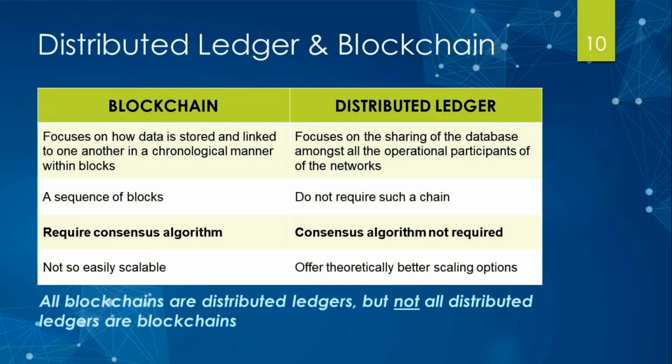Blockchain cannot be easily scalable. The primary reason, as we talked about, is the way algorithms execute. A number of peers have to approve the transaction for its validity before it can move. DLT theoretically offers better scaling options, right? And we will touch base on why, theoretically. So the key is all blockchains, of course, are distributed ledgers, but not all distributed ledgers are blockchains. That's important for us to know.